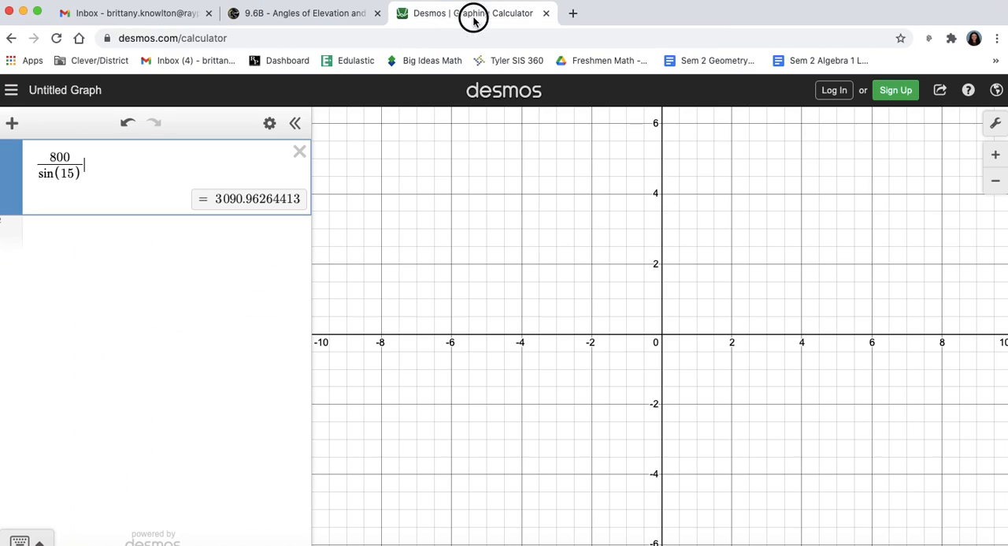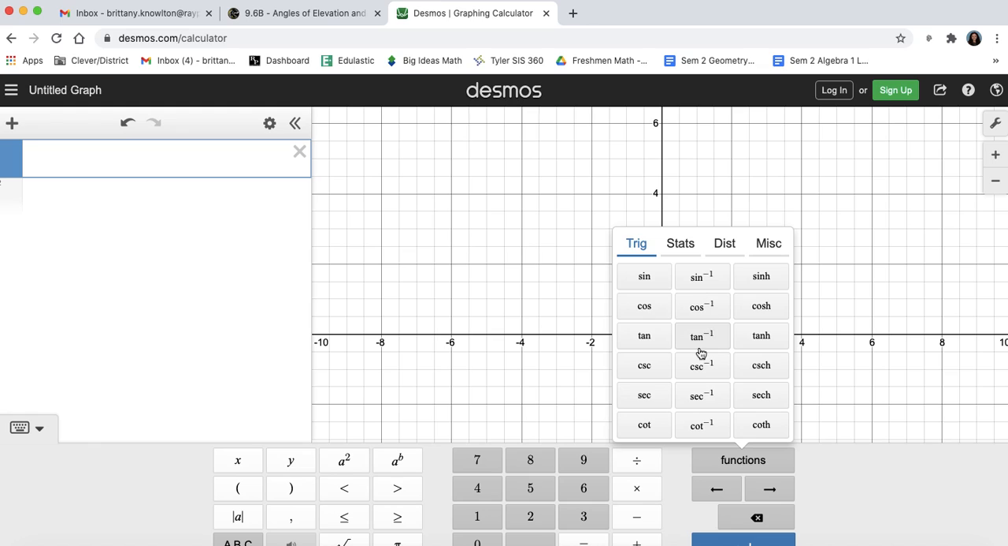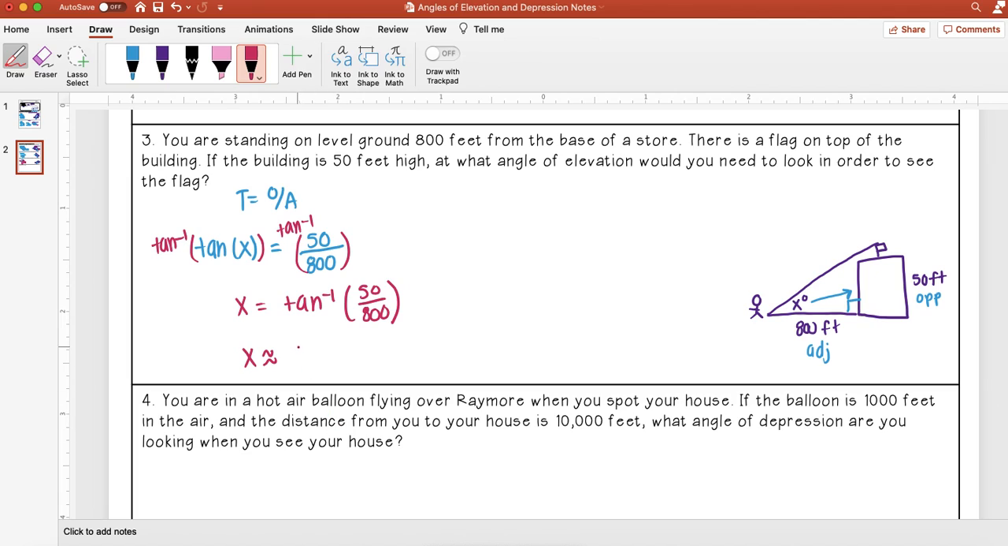So going over back to Desmos, to get to that inverse tangent, you're going to click on the keypad, click on functions, and it's going to be right here. And I have 50 divided by 800. And I'm going to go ahead and just round to the nearest tenth. So if I round that to the nearest tenth, that means I need to look up at a 3.6 degree angle.